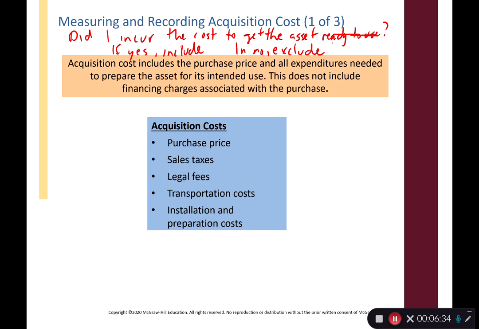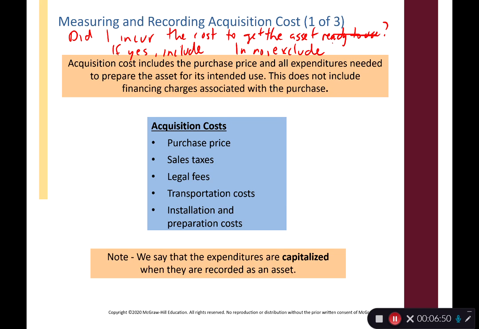So here's some examples of things that would be included in acquisition cost. You'll see a lot of the items that we went over are in this list. But again, I really think if you ask yourself, did I incur the cost to get it ready to use? Yep. Include it. No. Exclude it. You'll be good to go. When we say expenditures are capitalized, that means we're recording them as part of the asset cost.